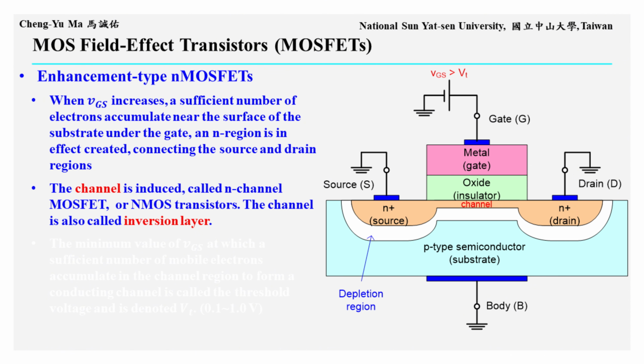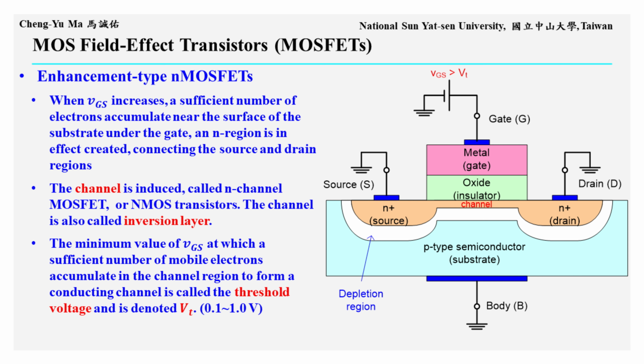This region connects the source and drain and is called the channel. It is also called the inversion layer because the surface was originally P-type but is inverted into an N-type region by the gate voltage. The minimum gate voltage needed to attract enough electrons to the surface and form a conducting channel is called the threshold voltage, denoted by VT. A typical VT value is roughly between 0.1 volts and 1 volt.